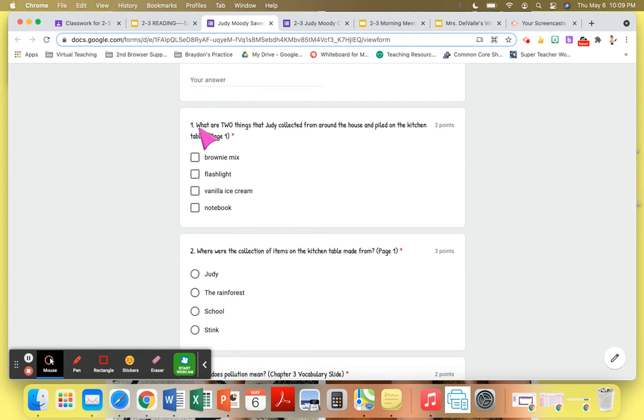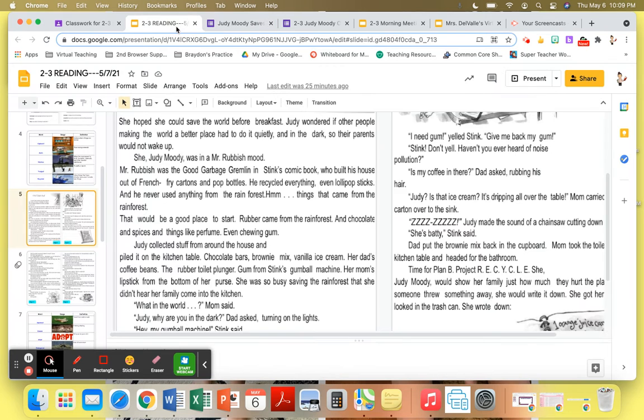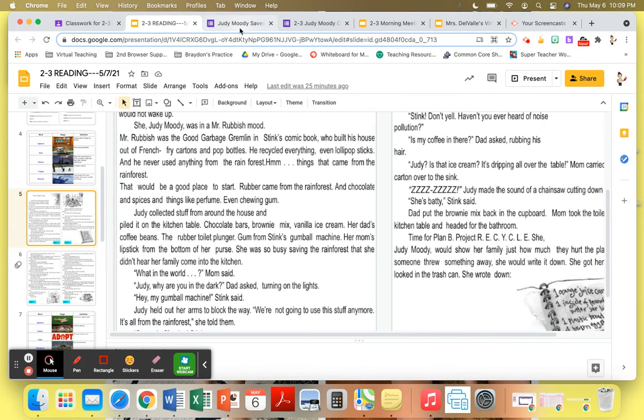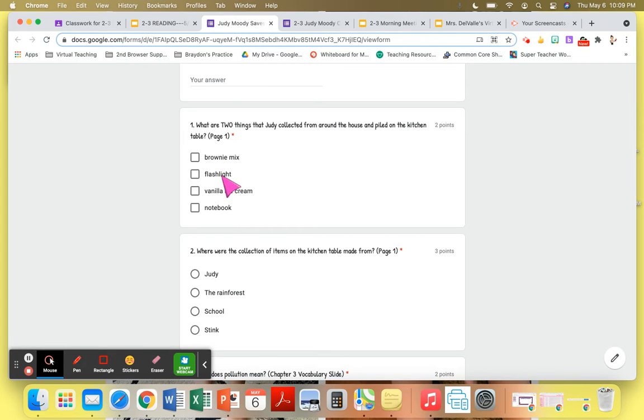Number 1, what are two answers? Two things that Judy collected from around the house and piled on the kitchen table. It tells you that it's on page 1. So you're going to go back here. Here's page 1. Look here, find where it says two things that she put on the kitchen table.